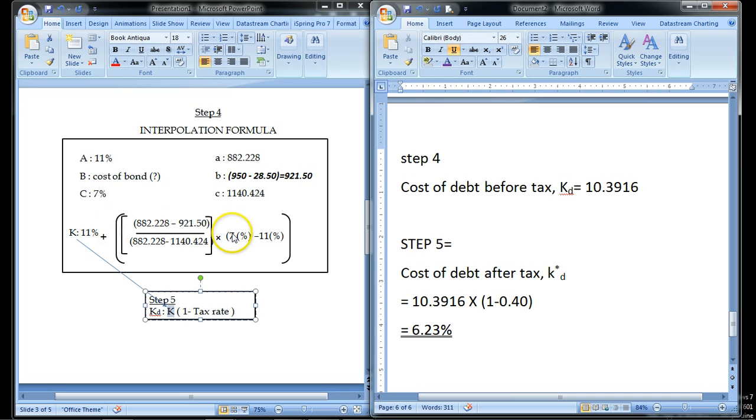Then you put it in the formula. Please solve this first. Minus, divide by minus, times with 7 minus 11, then you plus with 11. Then, is that the answer? Most of the students really forget to minus tax rate. Please don't do any careless mistake. Don't forget to do your step 5. Then times with your 1 minus tax, you will get 6.23%. Don't forget to put the percent at the end. So this is your cost of debt after tax.